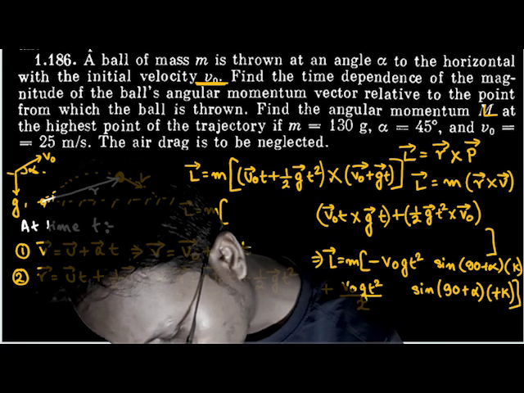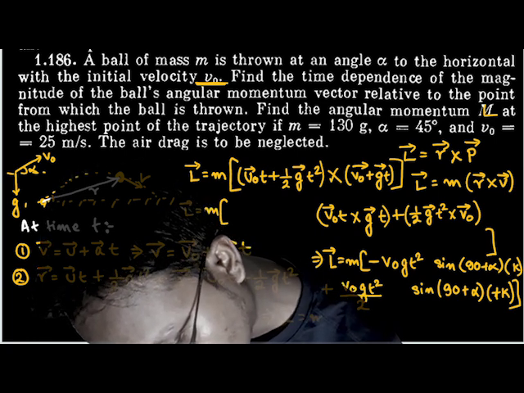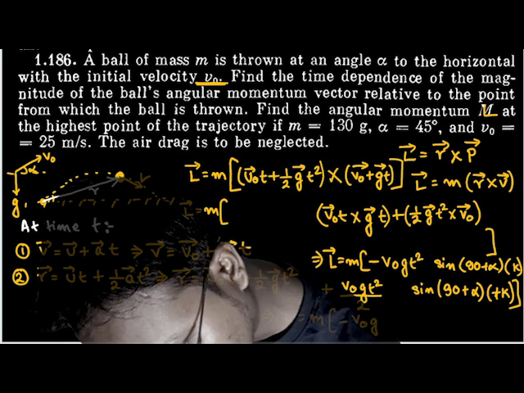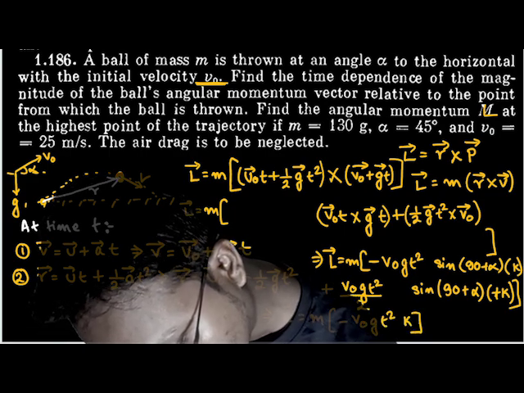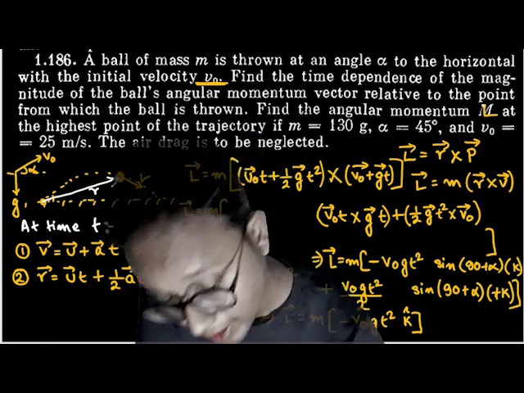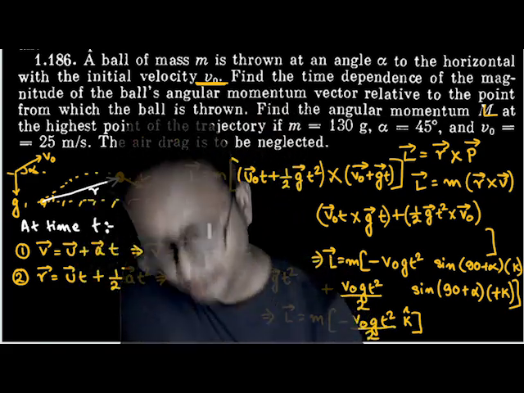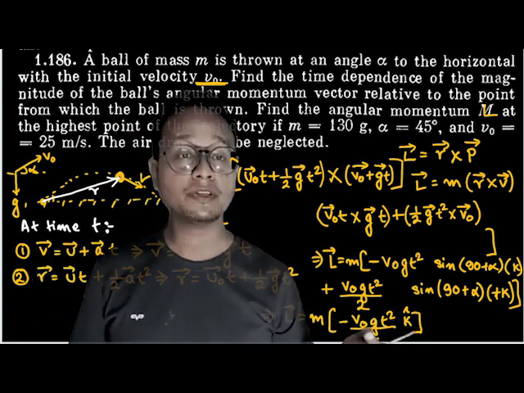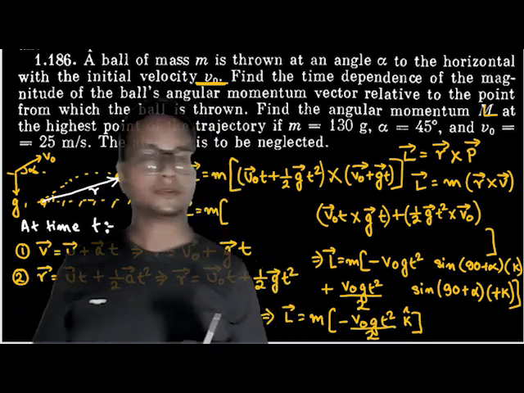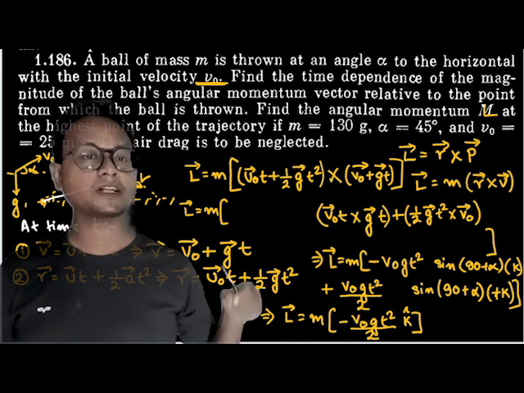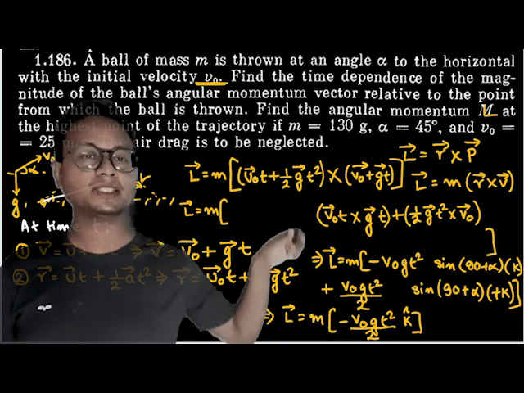So angular momentum is equal to m into minus v naught g t square by 2 into k. So this is the value of our angular momentum. Understood? Sorry, minus v naught g t square by 2. See, this term minus this term would be nothing but minus v naught g t square by 2, isn't it? So my net angular momentum is nothing but mass into this value, and the direction of angular momentum is negative of k. That means in this direction.